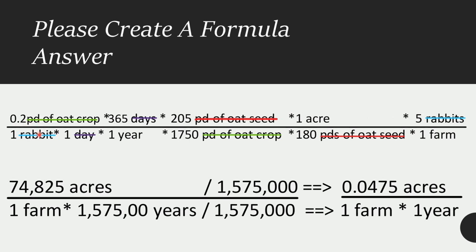And so now I figured out that I need 74,825 acres for one farm for 1,575,000 years. And so that's a lot of years. I just want 1 year. And so I'm going to divide both sides by 1,575,000, right? And so I get for one farm for 1 year, that's going to take 0.0475 acres for those 5 rabbits.